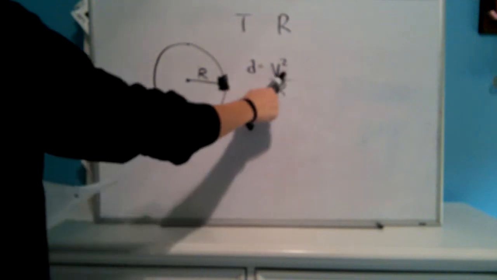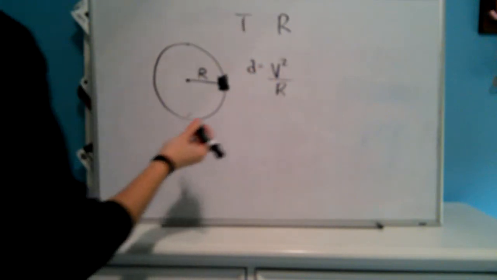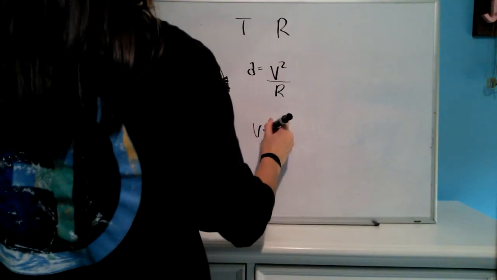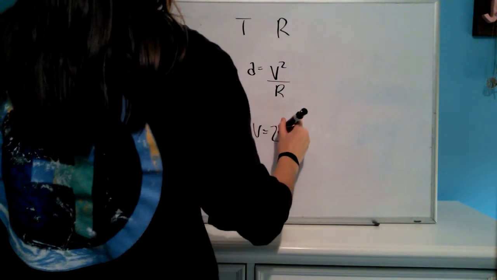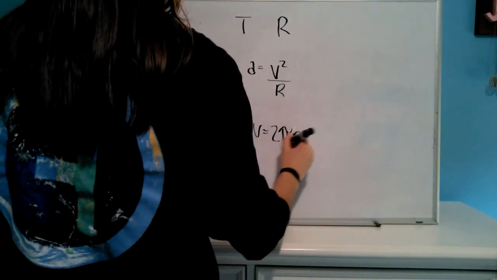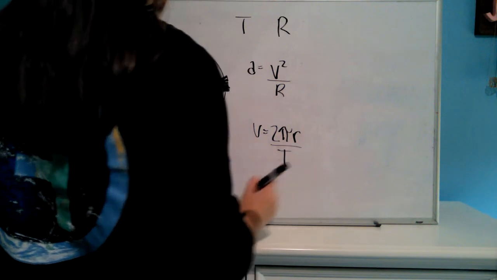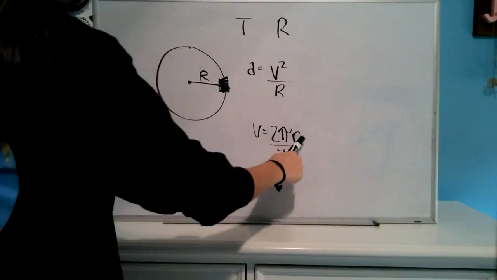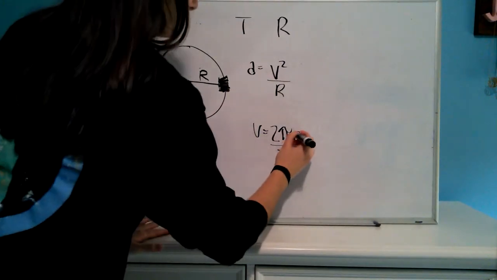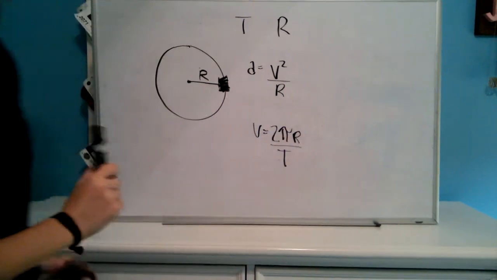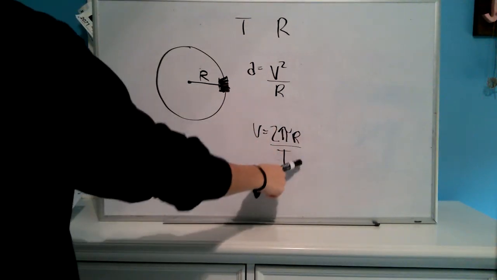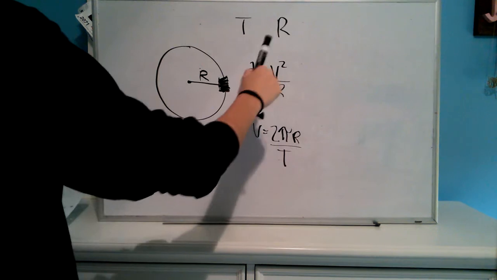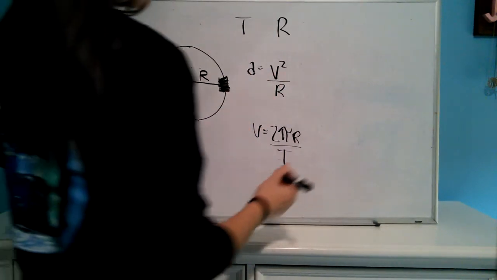We need to find velocity in terms of t. So we know that your tangential velocity is equal to your circumference over your time. Well, that's good because we have r and t right here. Oh, let me make this capital. So now our velocity is in terms of r and t, so all we have to do is plug it back in, and then we'll have our answer.